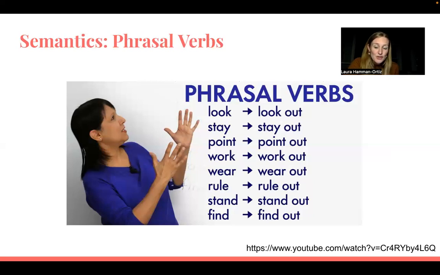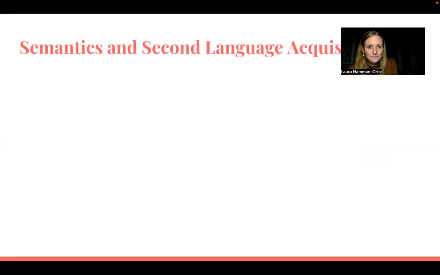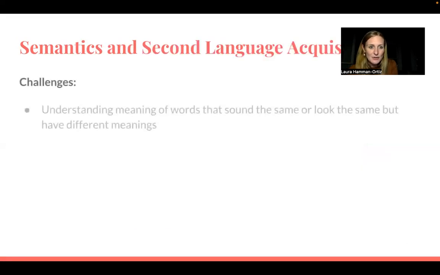You wear something versus you wear it out, which means it's gotten worn, it's starting to fall apart. So there's meaning that is built into these phrasal verbs, and this is something that is definitely a challenge for students who are learning English as a new language as they try to figure out what these words mean once you add a preposition to them.